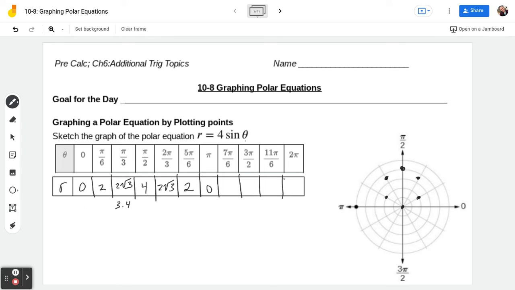So what's curious is what happens at 7 pi over 6. Sine of 7 pi over 6, that's on this line right here. Sine of 7 pi over 6 is negative a half. So this is where things get interesting. r is going to be equal to 4 times the sine of 7 pi over 6, which is the same thing as me saying 4 times negative a half, which is negative 2. The question is, what does it mean for r to be negative? Because r is a distance, so it doesn't really make sense that r would be negative.